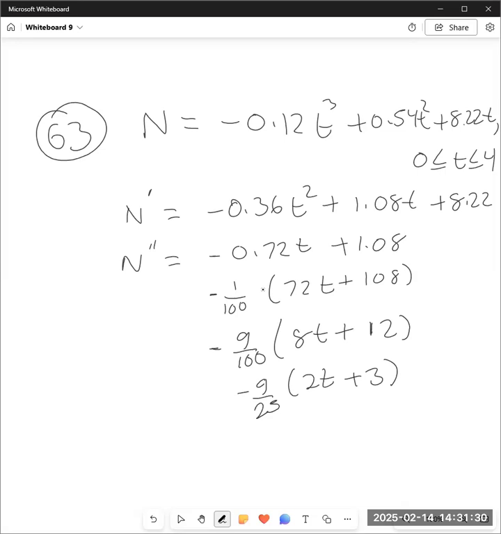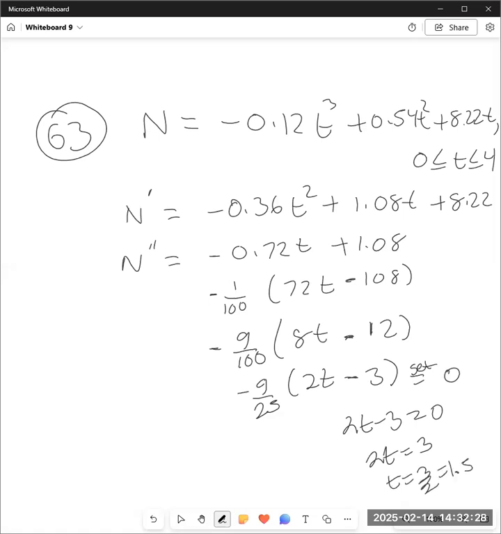So when I set that equal to 0, 2t minus 3 is equal to 0. 2t is equal to 3. t is equal to 3 halves, which is 1.5.